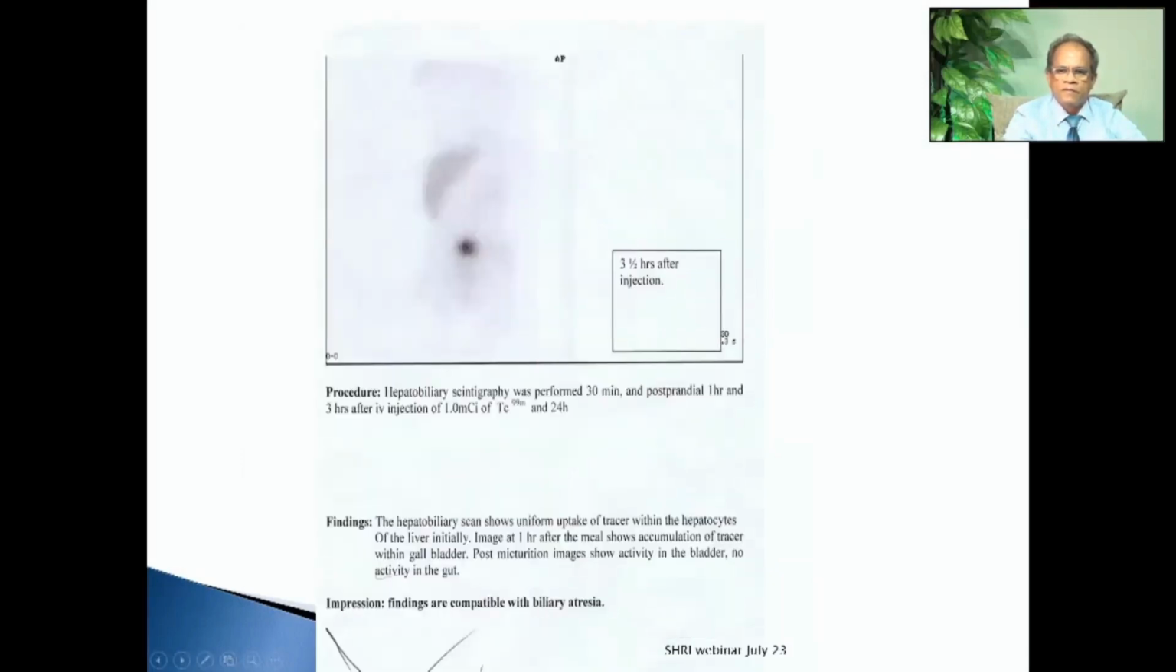So it confirmed the biliary atresia, and then we proceeded with the portoenterostomy. So just don't rely on the report of a particular test, but you have to learn to interpret the individual images also before you make your eventual diagnosis. So finally, the findings are compatible with biliary atresia.